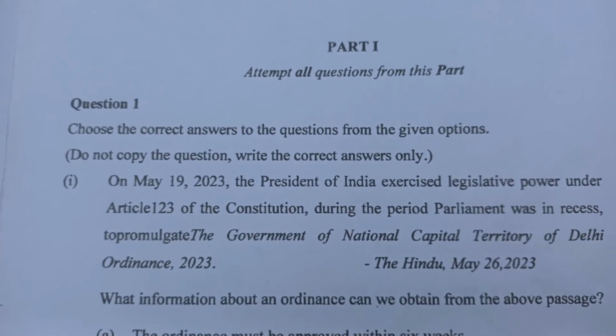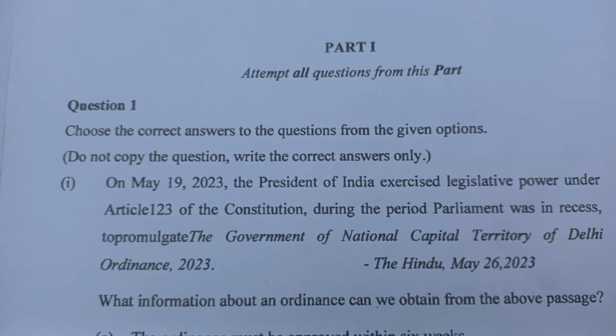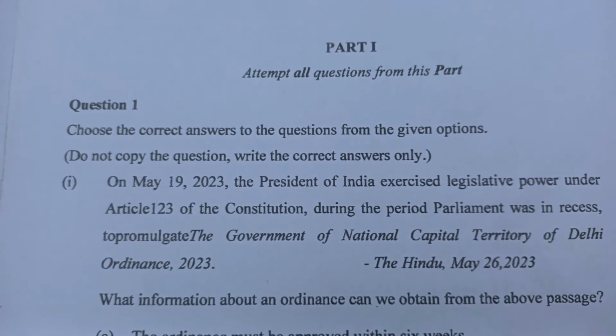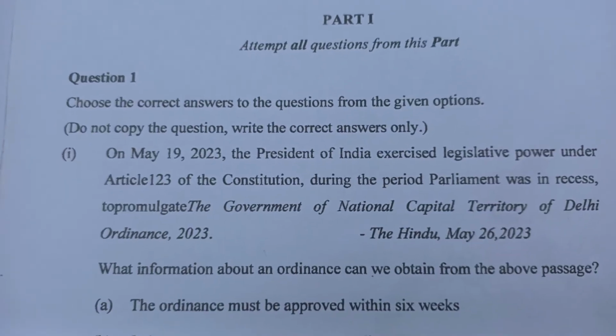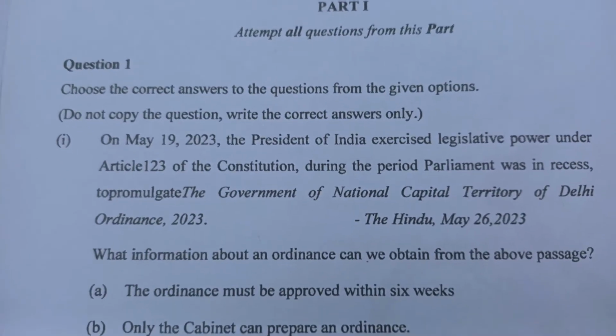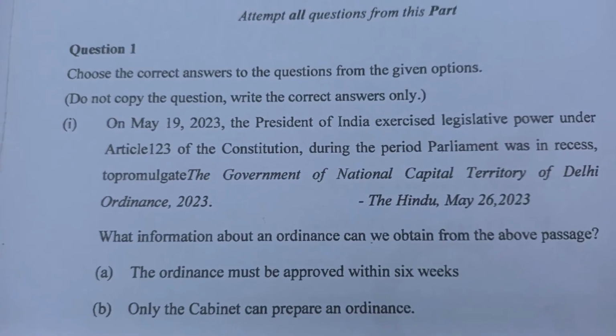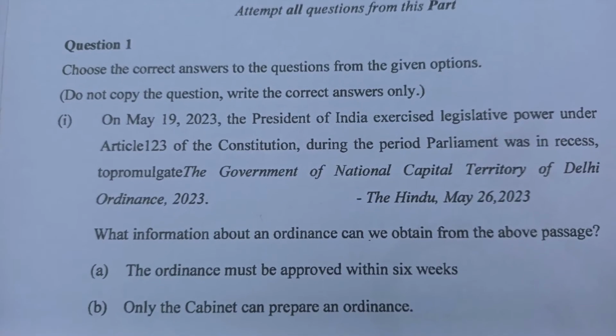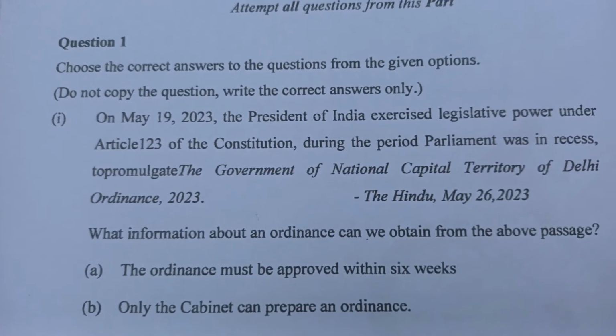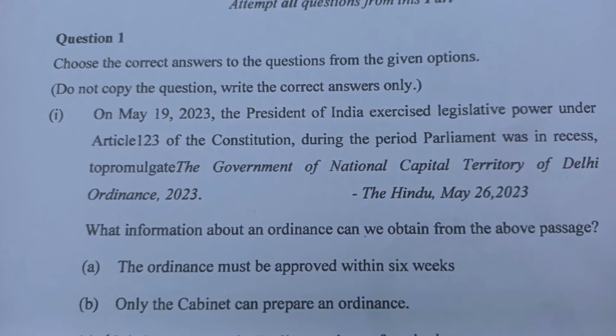So here is the first part. In the first part, all the questions are compulsory. You have to answer them. Question 1 is the multiple choice questions. Here choose the correct answers to the questions from the given options. Do not copy the question but only write the correct answers.